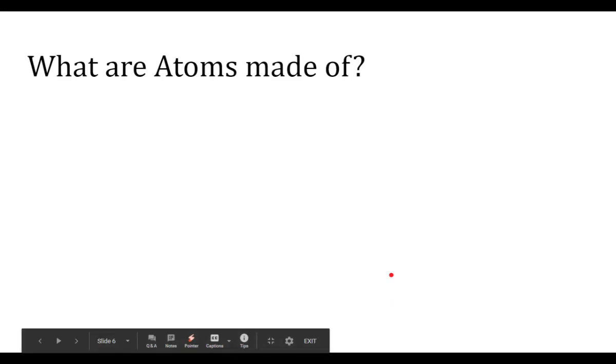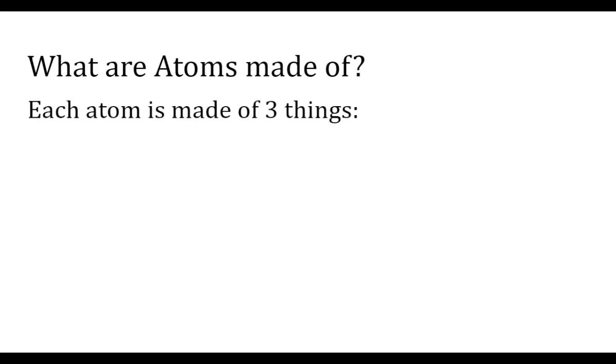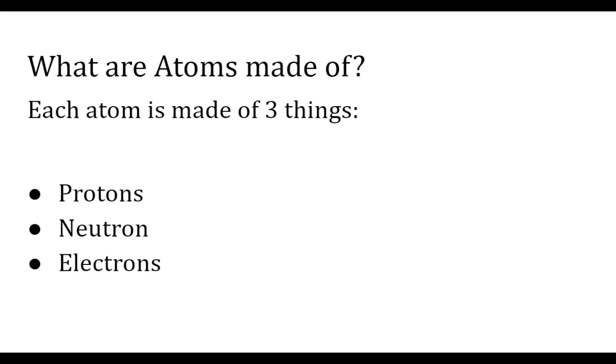Okay, so I alluded to this earlier, but we actually can break atoms down into smaller pieces, but they're not atoms anymore. They're a totally different thing. And you might have heard of these before too. Each atom is made up of three things. We have a little over 100 different types of elements, different types of atoms, and they're all made of different combinations of these three things. Those three things are protons, neutrons, and electrons.